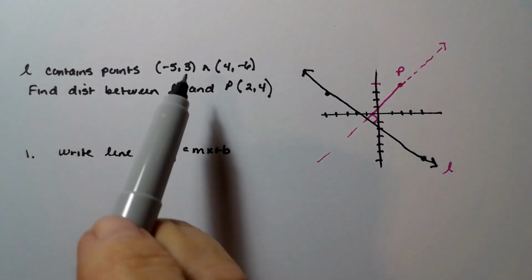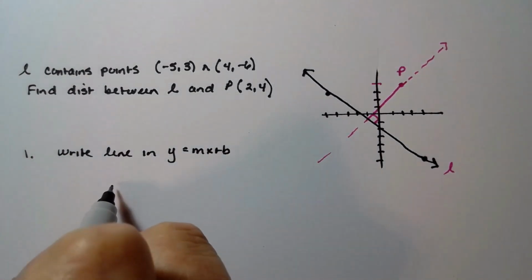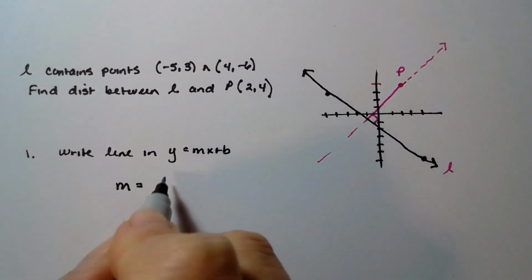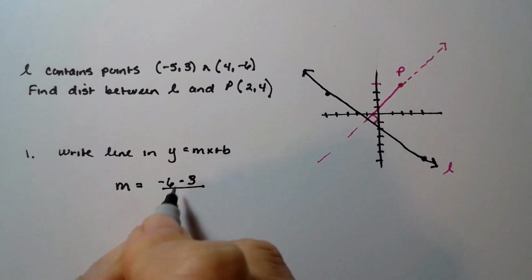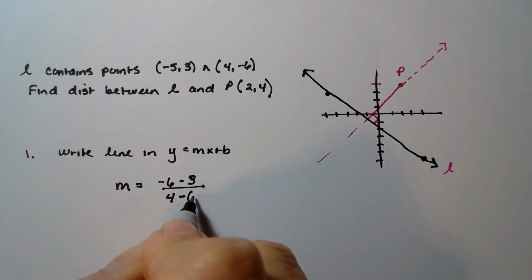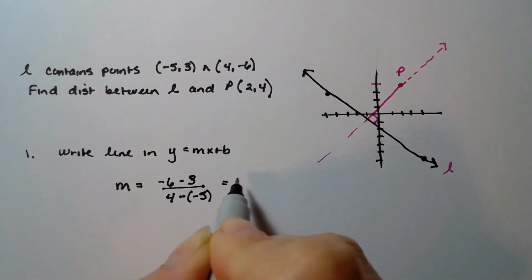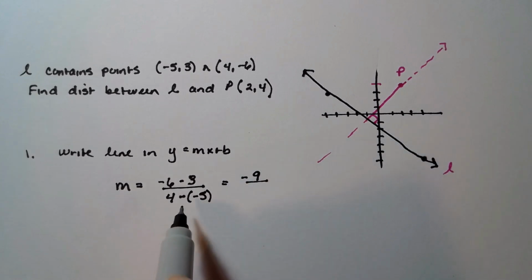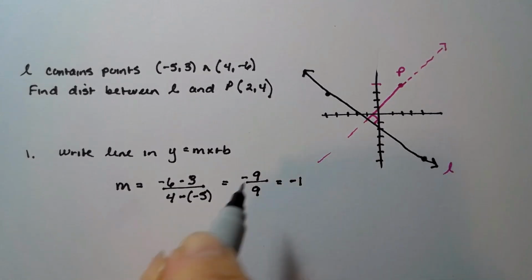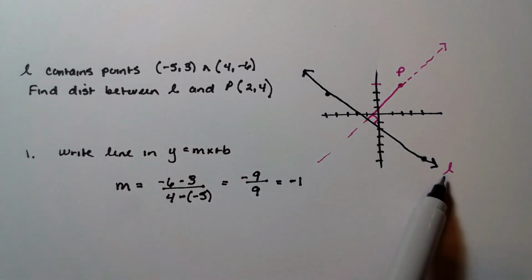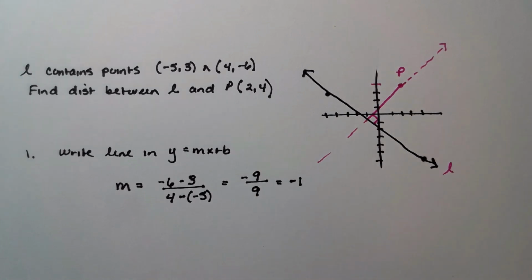Okay, so the first thing I have to do, given those 2 points, is find the slope. So the slope is equal to y2 minus y1 all over x2 minus x1. And that's going to give me -9 on top, and then 4 minus a minus 5 makes that 4 plus 5, so that's a +9. So the slope of this line L is -1.